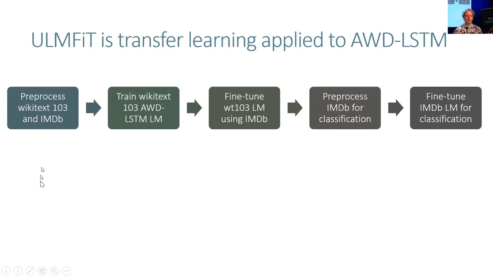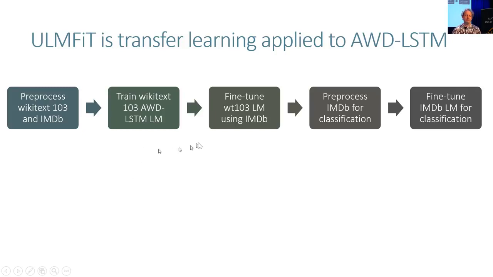So the basic process is going to be create a language model on some large data set. And notice a language model is a very general term. It means predict the next item in a sequence. So it could be an audio language model that predicts the next sample in a piece of music or speech. It could be predicting the next genome in a sequence or whatever, right? So that's what I mean by language model.